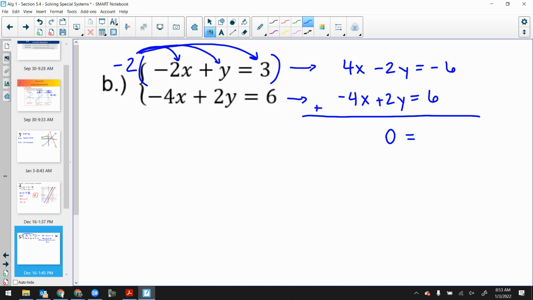Hold on a sec, though. What's on the right side? 0. Negative 6 plus 6 is a 0. Now, is this a no solution? No. This is not a no solution. Because let me ask you, is that a true statement or a false statement? That is a true statement. So what I can say then is this isn't no solution, it's all real numbers. You might be tempted to say no solutions because you end up getting zeros.